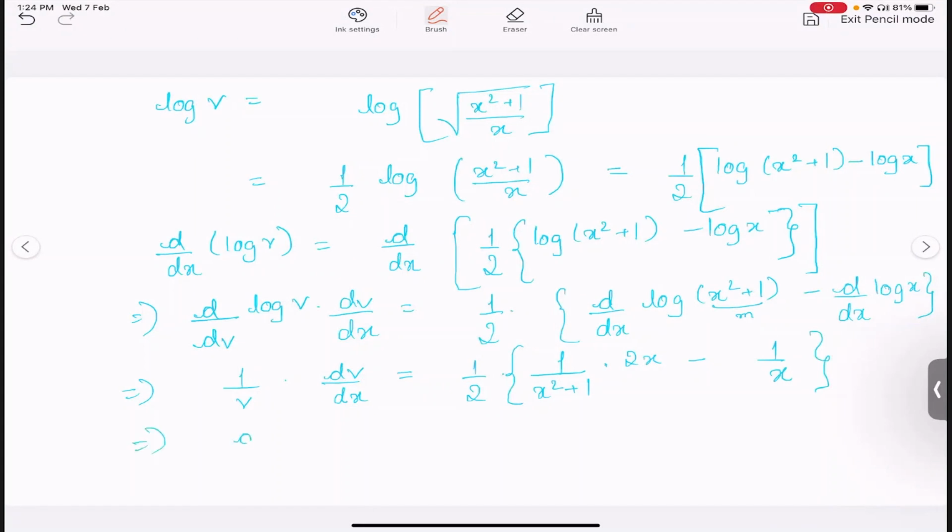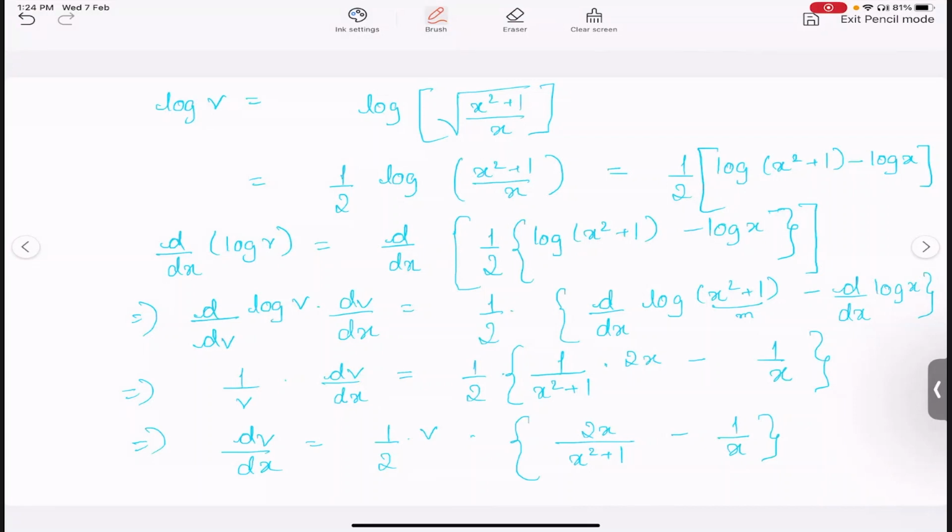So dv by dx will be equal to half times v times 2x by x square plus 1 minus 1 by x.